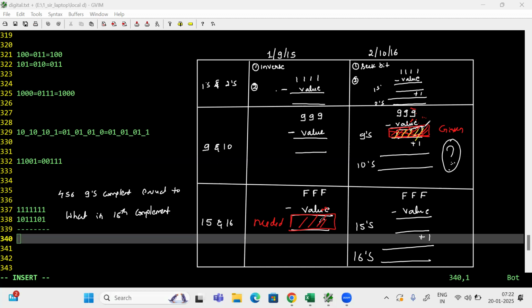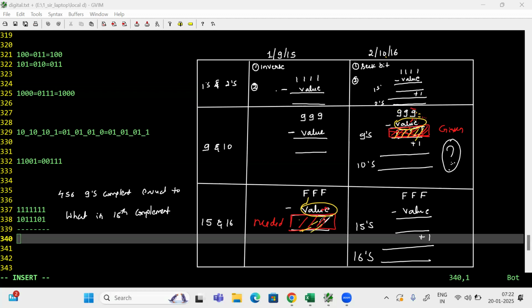If I give the yellow part, and if I give you 999, you know 999 means the 9th complement, for example here. Can't you get the value? You can get the value. If you get the value, you know how to do subtraction. Can't you get the yellow part?